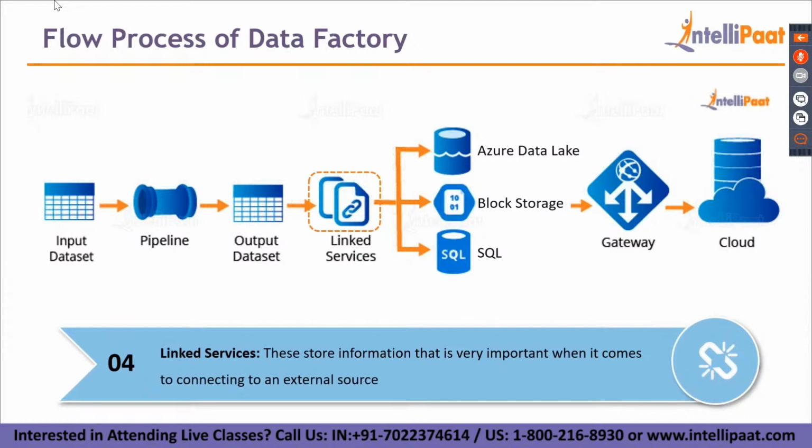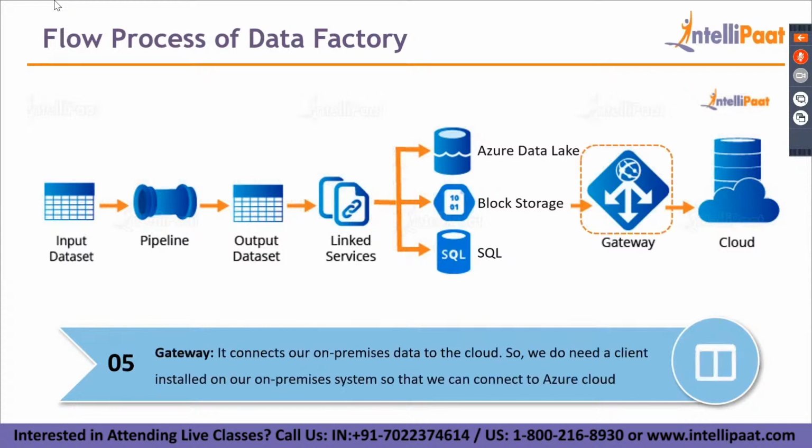Then, what is a link service? Link services store the information which is very important when it comes to connecting to external data sources. So link services are nothing but the username, password, server name, database name. So the connectivity information is stored in your link services. There can be different types of link services. You can store it in a data lake store, a blob store, or a SQL. It's not just limited to these three. There are way more link services that we can access in Azure Data Factory.